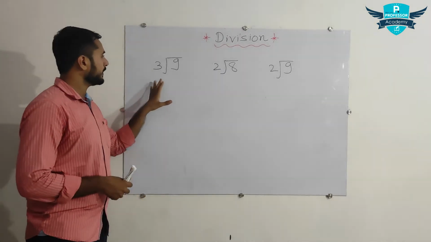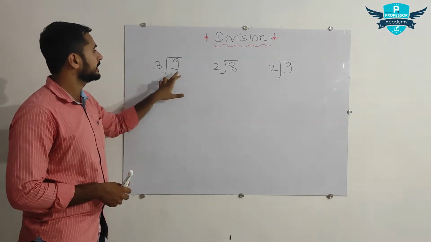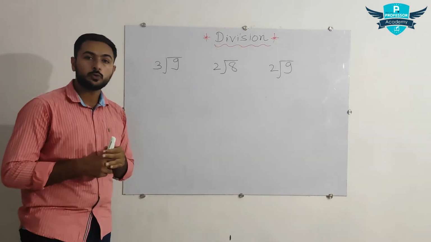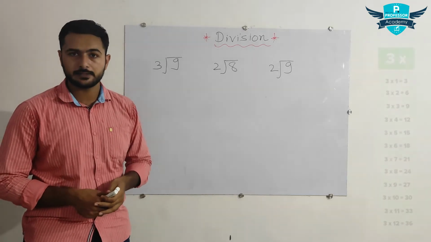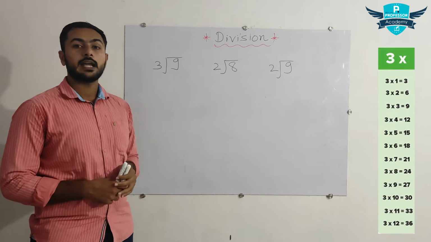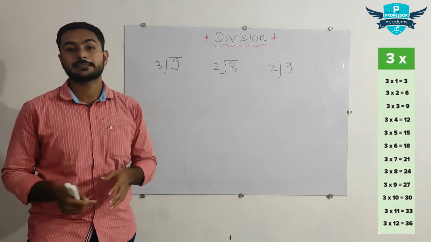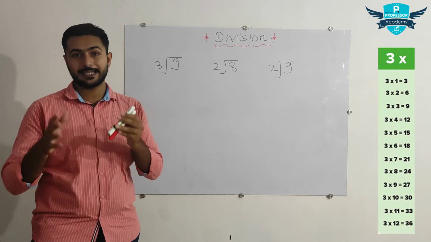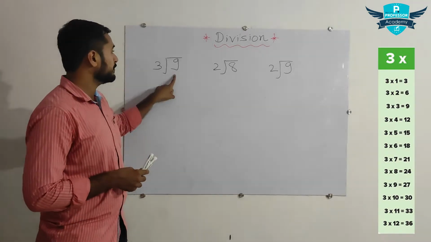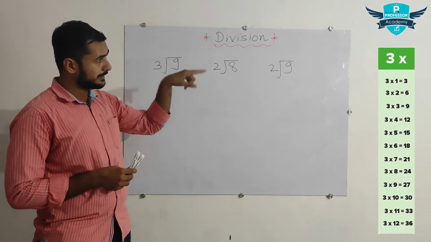So what is the divisor here? Divisor is 3, dividend is 9. So we have to remember the table for the divisor. Divisor is 3, so just notice the table of number 3. 3 ones are 3, 3 twos are 6, 3 threes are 9, 3 fours are 12, like that. But which number are we going to identify? That is 9. So identify the 9 over there.